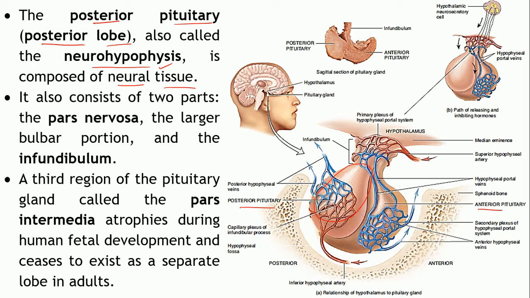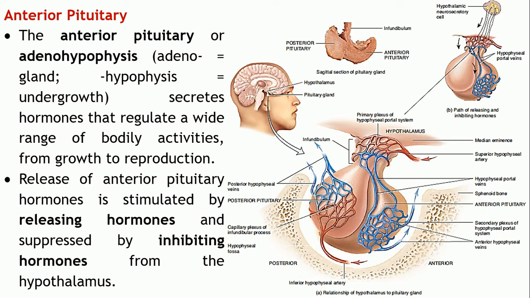Now, this also consists of two parts: the pars nervosa, which is a large bulbar portion, and the infundibulum. These are the two main parts of the posterior pituitary. Apart from that, there is a third region known as the pars intermedia, but this is not present in adults. It atrophies, that is, this portion is lost during fetal development, so it does not develop into a separate lobe. So the posterior pituitary is composed of only two portions, the pars nervosa and the infundibulum. We shall consider the anterior pituitary in detail in today's video.